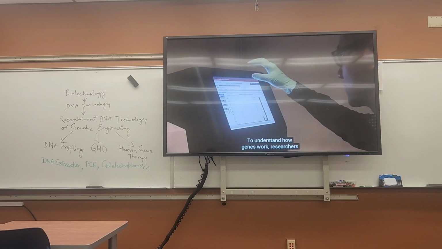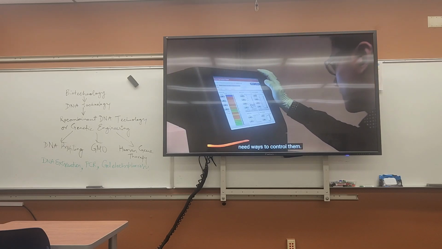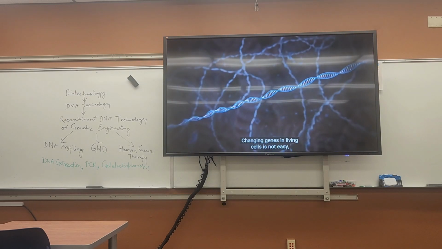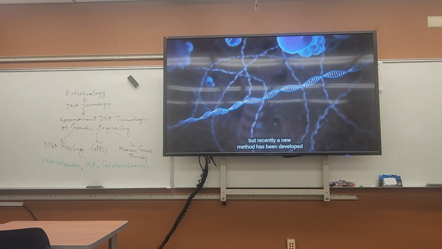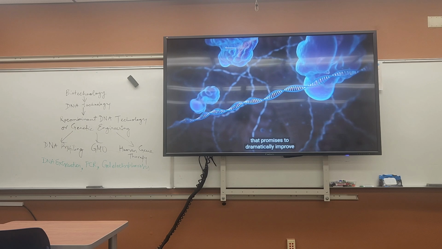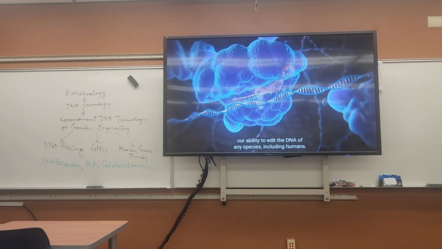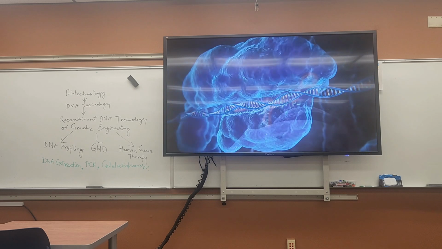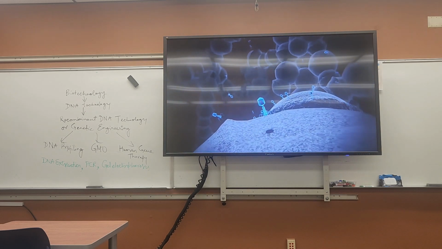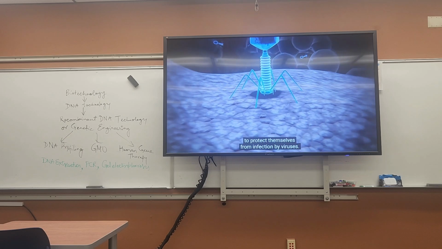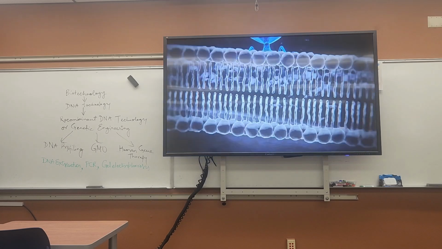To understand how genes work, researchers need ways to control them. Changing genes in living cells is not easy, but recently a new method has been developed that promises to dramatically improve our ability to edit the DNA of any species, including humans. The CRISPR method is based on a natural system used by bacteria to protect themselves from infection by viruses.